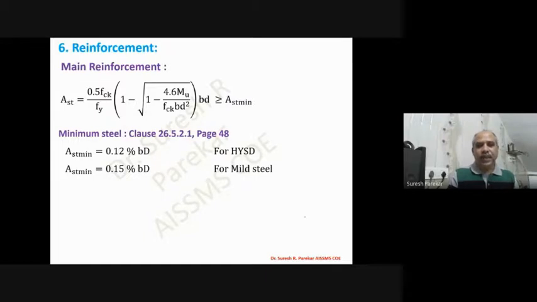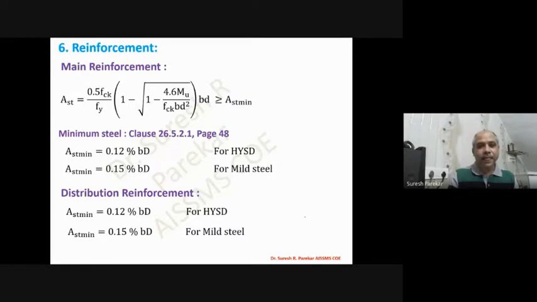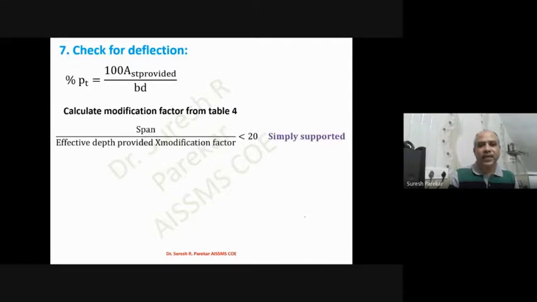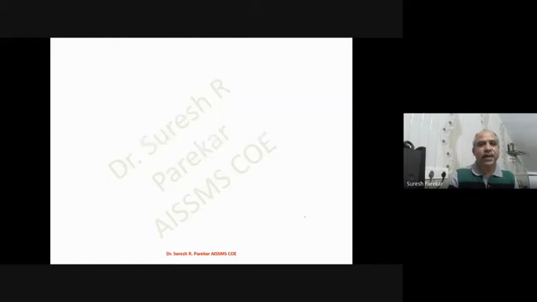Main reinforcement, we have same formula, should be greater than Ast minimum. And Ast minimum, we have clause number 26.5.2.1. Then we have distribution reinforcement, which will be provided as minimum reinforcement. Then we have check for deflection. Then same way, we are going to find out modification factor, and from this we are going to say this value is less than 20 because we have simply supported. And then we have last step, check for shear. We have Vuc is K tau c BD.